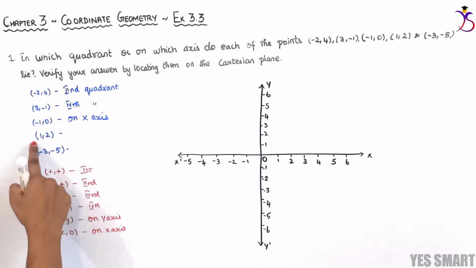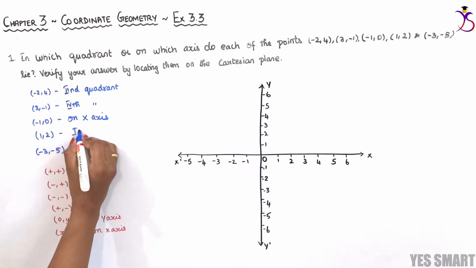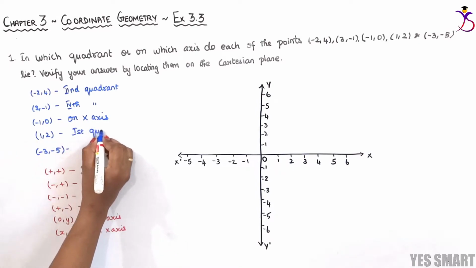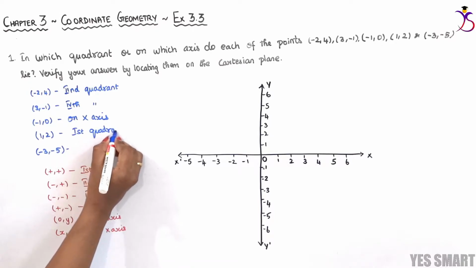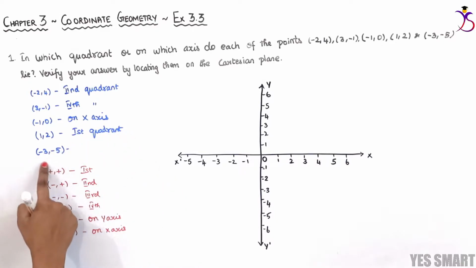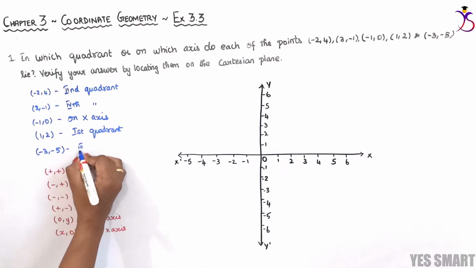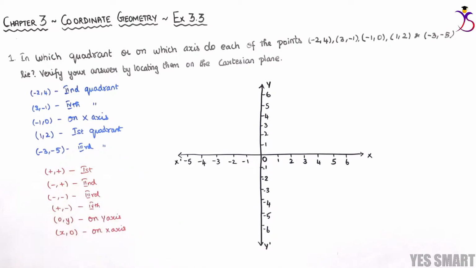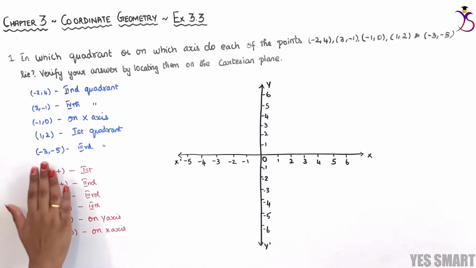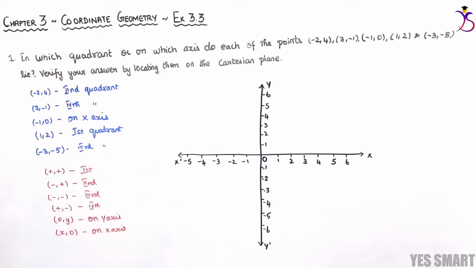Next, we have plus plus, which is the first quadrant. Then we have minus minus, which is the third quadrant. Now let's plot these points on the Cartesian plane to verify it.